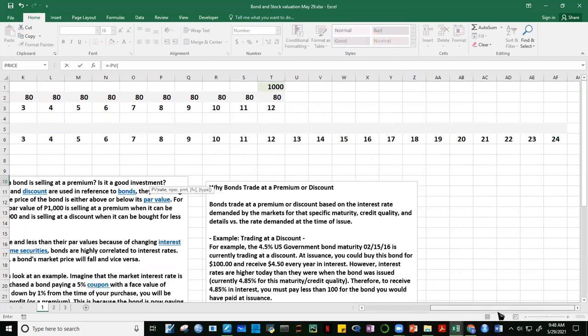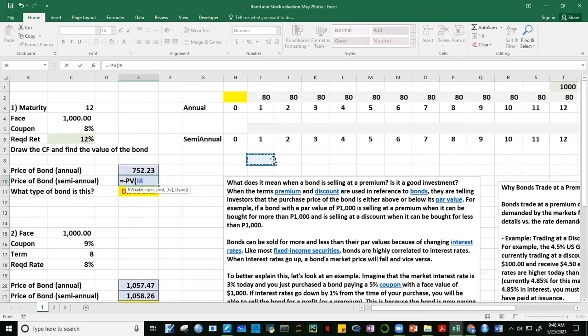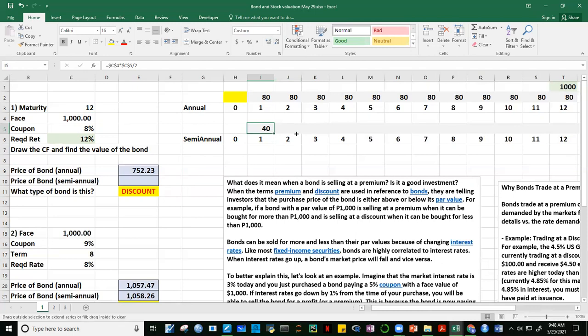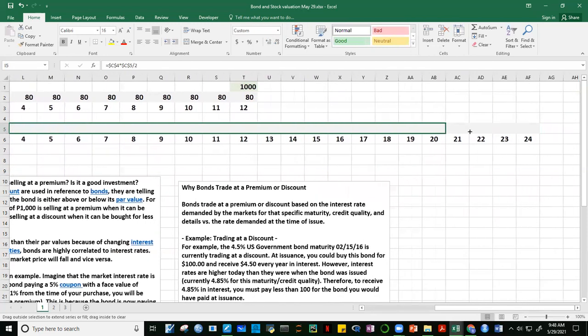So let's plot first the timeline for the cash flow. Okay, how much will be the payment? If it's semi-annual, it will only be 1,000 times 8%, okay? And then that should be divided by 2 because you're going to receive interest twice a year. So it should only be 40. 40, copy this. However, the number of periods will be 24.